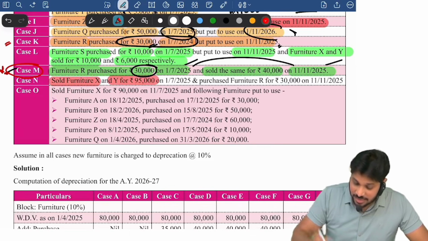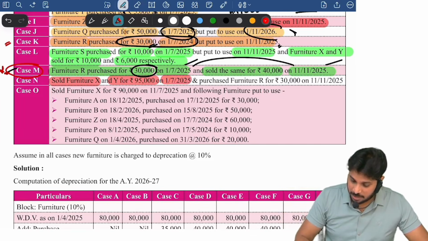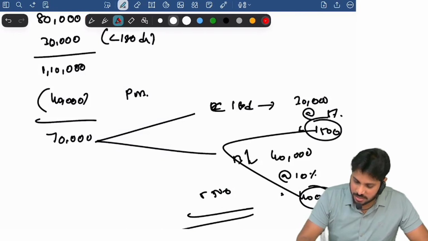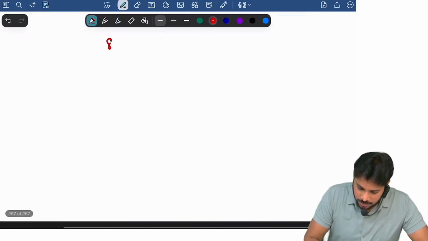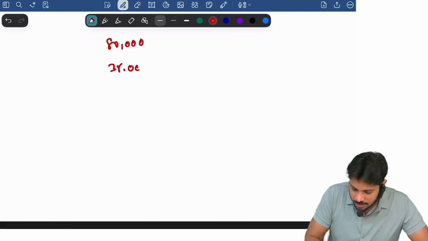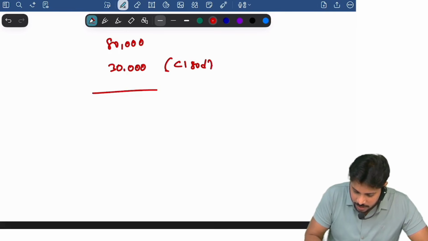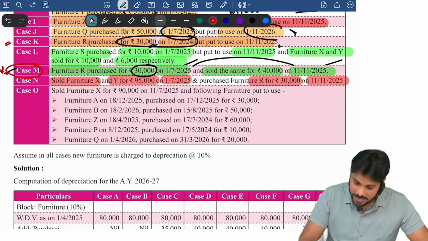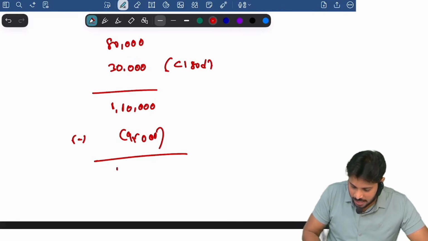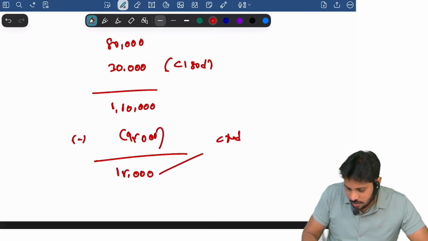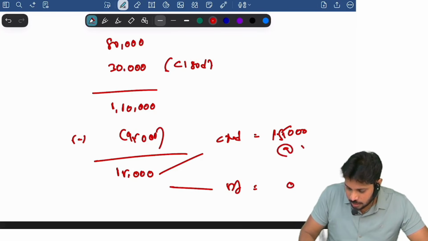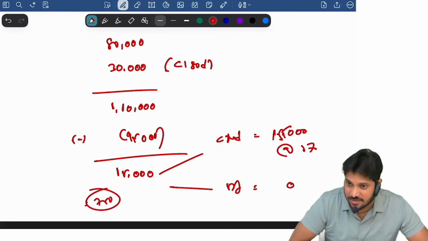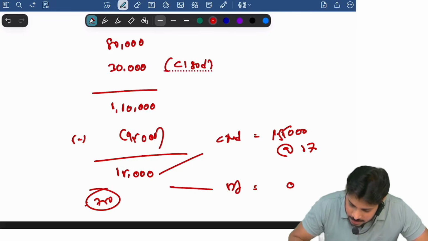Sold furniture X and Y for 95,000 on 1st July, but purchased R for 30,000 on 11th November. Okay, fine. So opening value how much? 80. Purchase value 35,000. 30? This is less than 180 days, correct? So gross block value 1,10,000 minus sale value of both furniture, 95. So balance value 15,000, less than 180 days, 15,000. Am I right? Balancing figure 0. Here it is 5%. Therefore depreciation is 750. Right answer. That's it. Next.